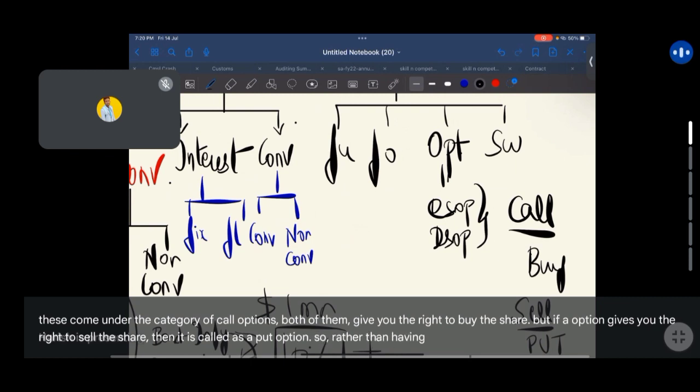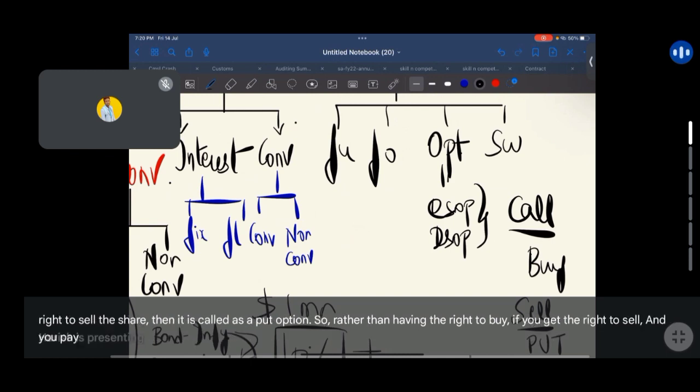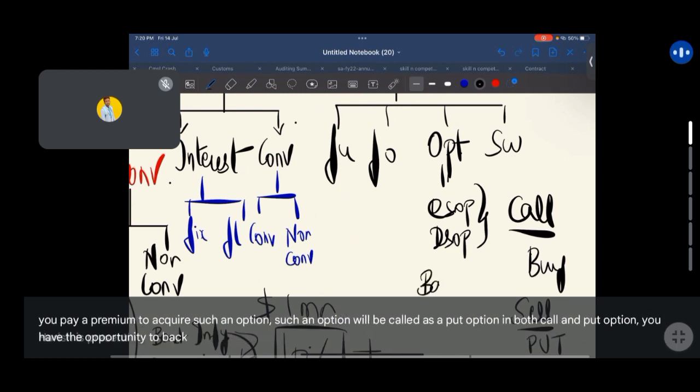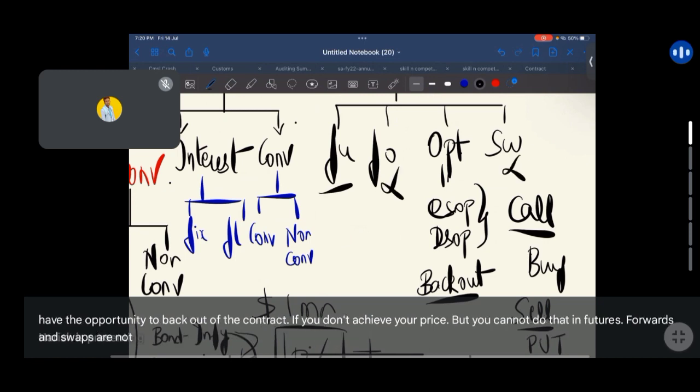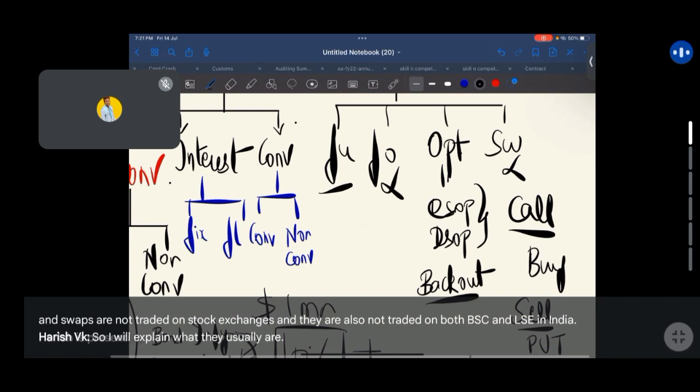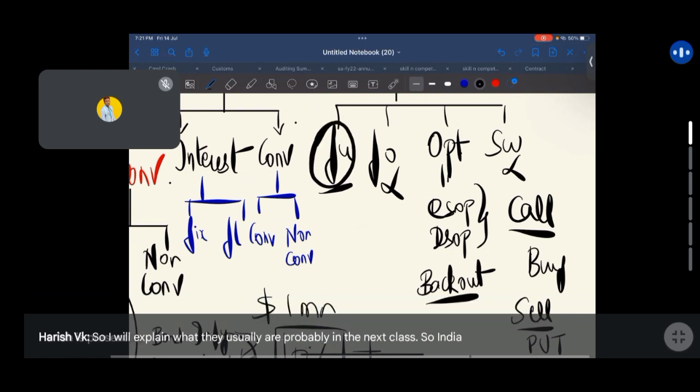So rather than having the right to buy, if you get the right to sell and you pay a premium to acquire such an option, it will be called a put option. In both call and put options, you have the opportunity to back out of the contract if you don't achieve your price. But you cannot do that in futures. Forwards and swaps are not traded on stock exchanges, and they are also not traded on BSE and NSE in India. I will explain what they usually are probably in the next class. So India only deals with futures and options usually.